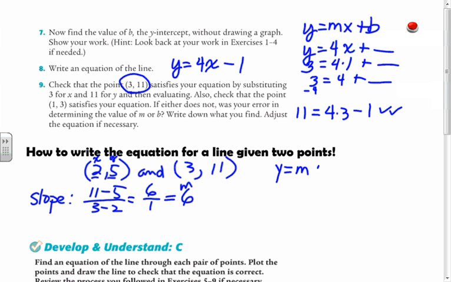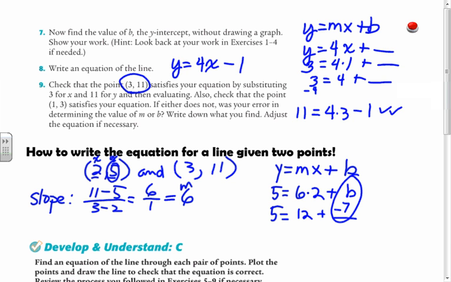So here's my slope-intercept form of a line. I'm going to take my 5 for the y. My slope is 6. My x value is 2. And I have to figure out what I have to add to that to make it true. 6 times 2 is 12. And 12 plus something has to equal 5. And 5 minus 12 is -7, so that something is -7. So my b is -7. So my equation is 6x plus -7, or 6x minus 7.